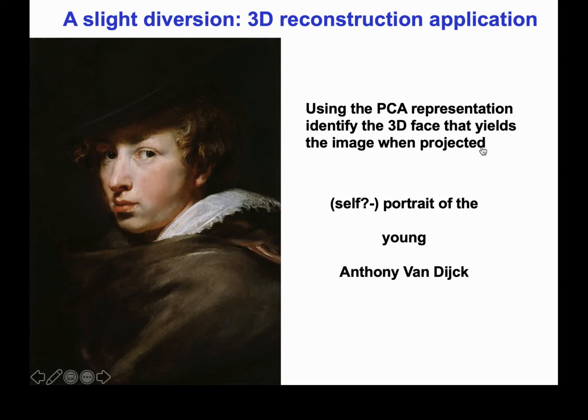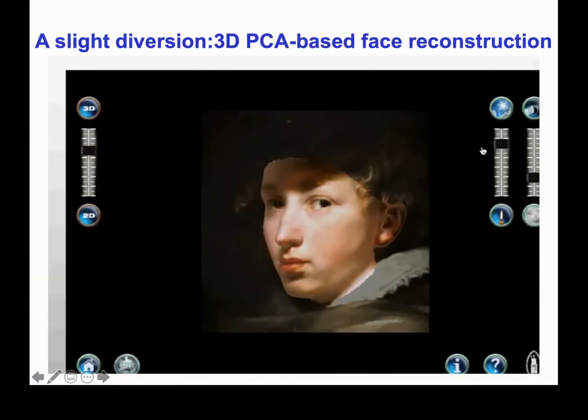Now, that example was shown for 3D. However, you can actually construct systems that are able to recognize 2D images as well. In order to be able to do it, the first part is a 3D reconstruction. So in the slight diversion, we'll see how the 3D PCA of faces can be used to reconstruct 2D images. For example, we can reconstruct the face here in this image from the self-portrait, or arguably self-portrait, of the young Anthony van Dyck.